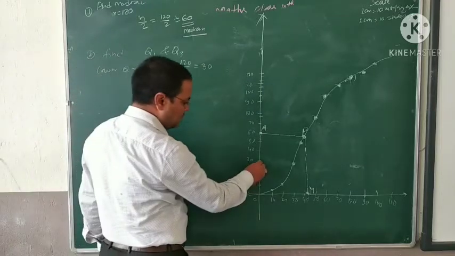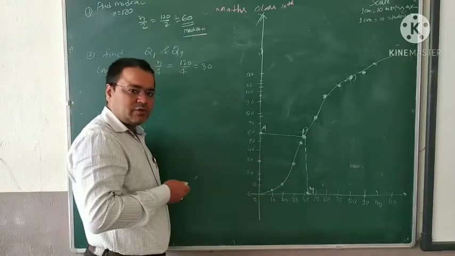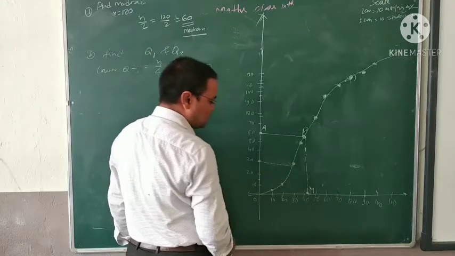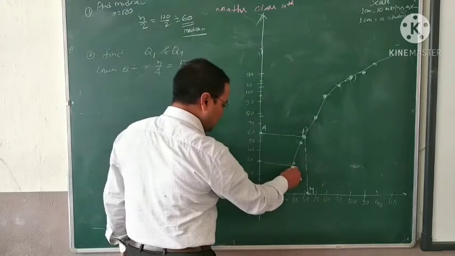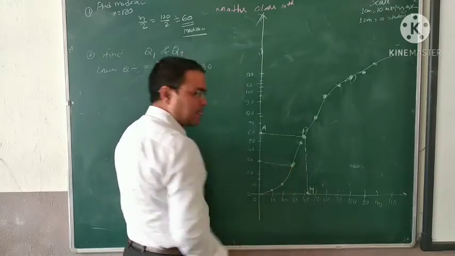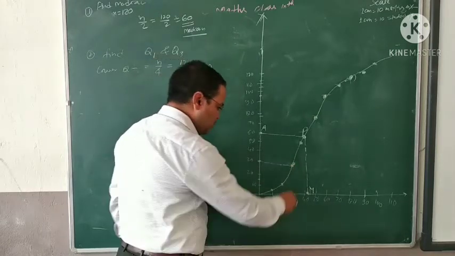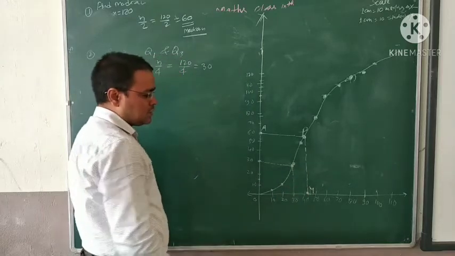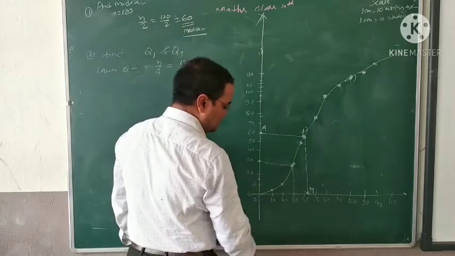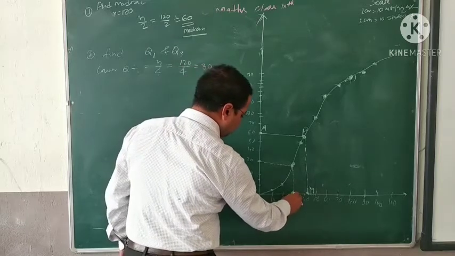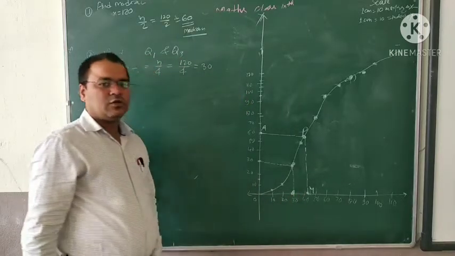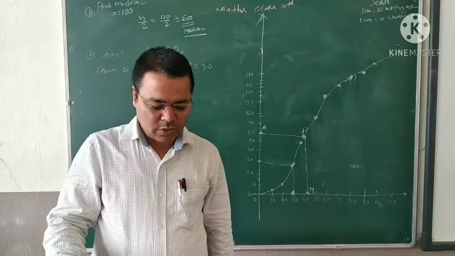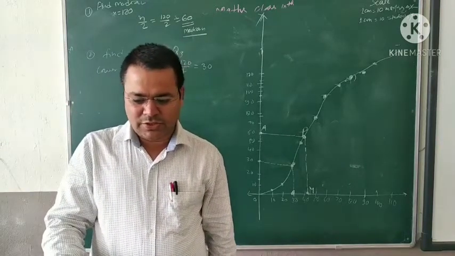Again we do the same thing. We search here 30 where this is. Again draw the line parallel to the x-axis, which intersects the foci at this point, and from this point again we draw a perpendicular line, which intersects the x-axis at some point, and this point represents the lower quartile of the observation.